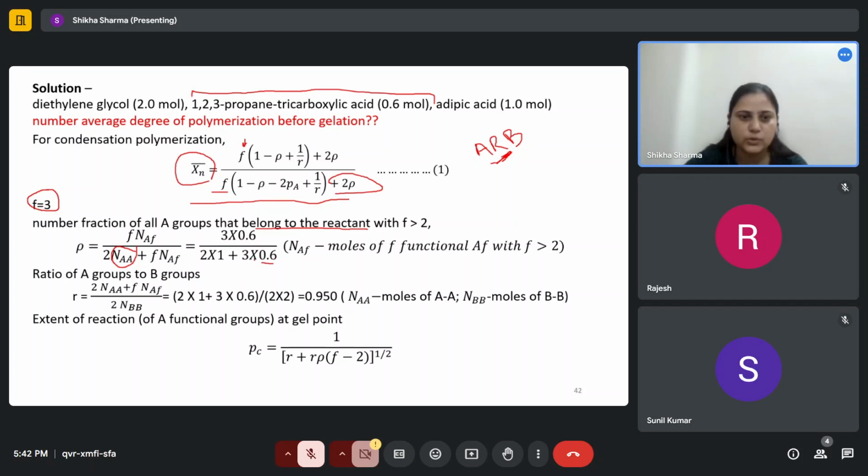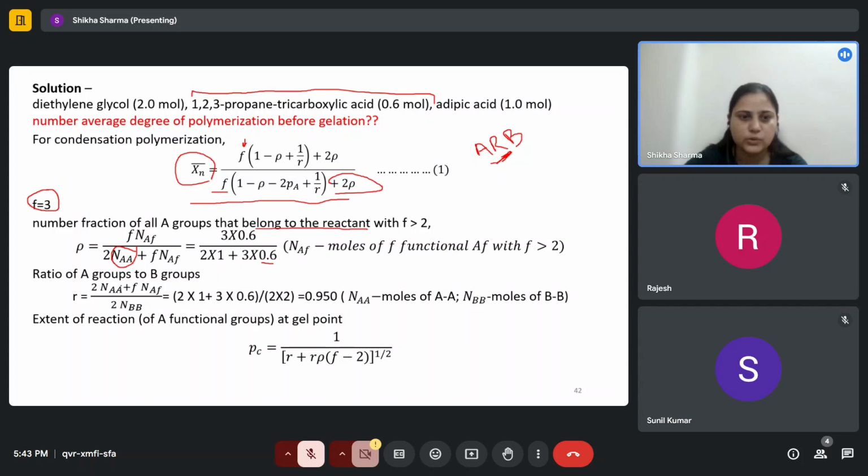So this is the rho value, and in this formula we also don't know the R value, small r value, which is nothing but the ratio of A groups to the B groups, right? Since we know that the diethylene glycol is in the excess amount, which is 2 moles, right? So the limiting will be the adipic acid and the propane tricarboxylic acid in this case, right?